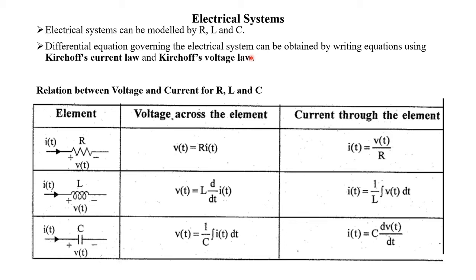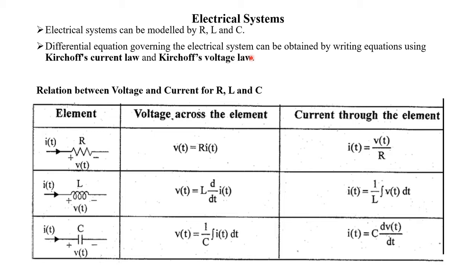Electrical systems can be modeled by using three elements, that is resistor, inductor as well as capacitor. To find the differential equation governing the electrical system, we have to write the equation using Kirchhoff's current law as well as Kirchhoff's voltage law. After writing the differential equation, to find the transfer function of the electrical system, we have to take the Laplace transform with zero initial conditions.